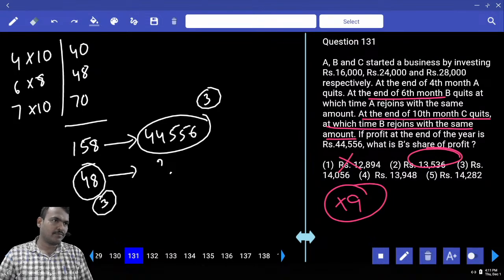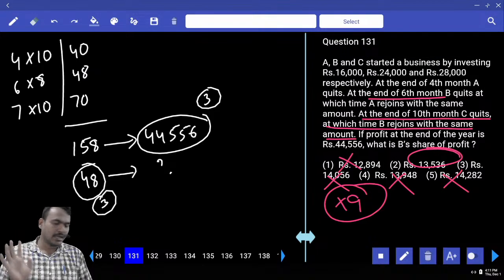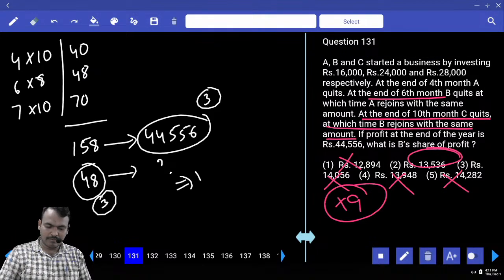What is the divisibility rule of 9? Sum of the digits or difference of the digits? Sum of the digits. Next, fourth one, 9 multiple? No. Fifth option? No. Then the answer is only the second option, 13,536 or not.